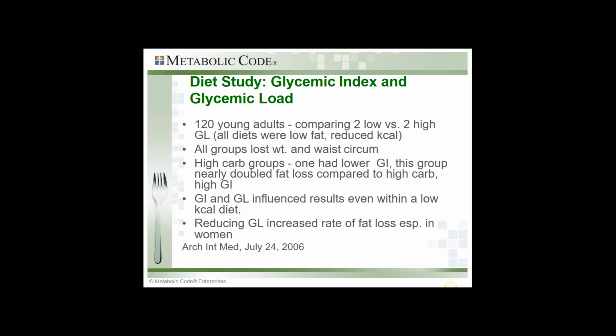This is a study that showed when people reduced the intake of high glycemic index and high glycemic load foods, that everyone and every group lost weight and waist circumference, but because they were calorie controlled. But the high carb groups, they split those up. One had lower glycemic index. The one that had the lowest nearly doubled the fat loss.